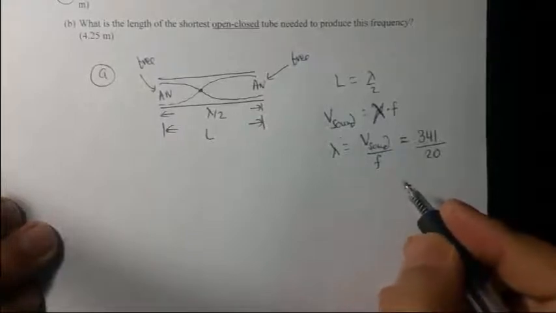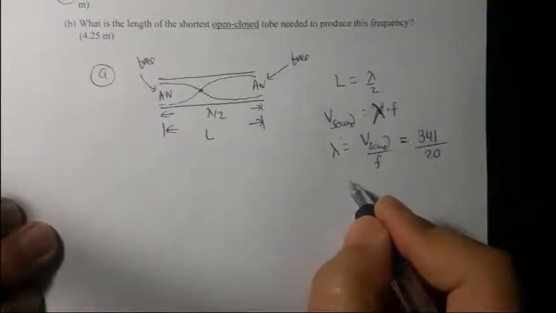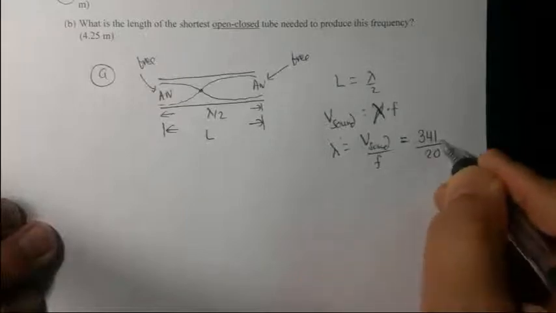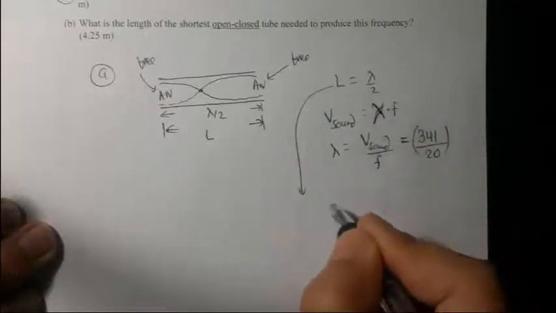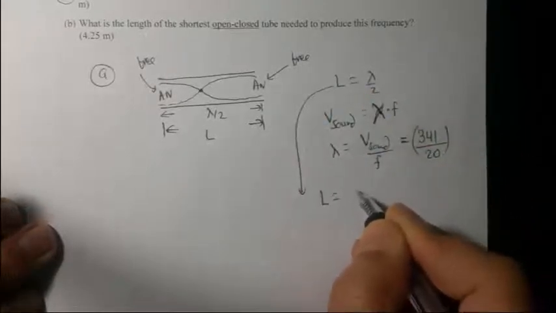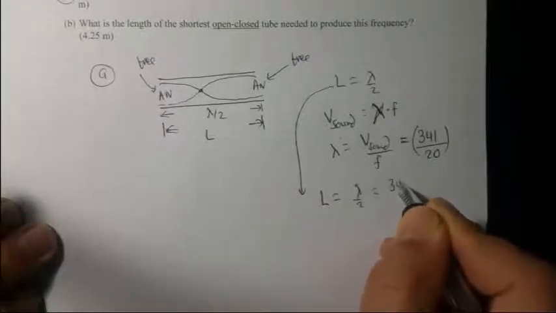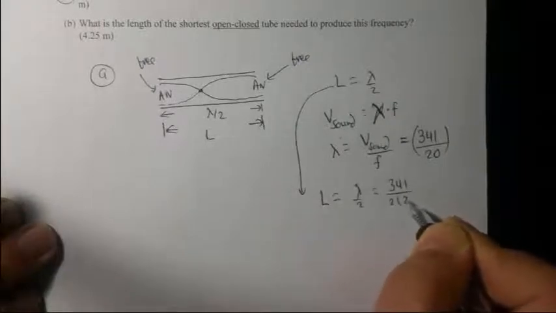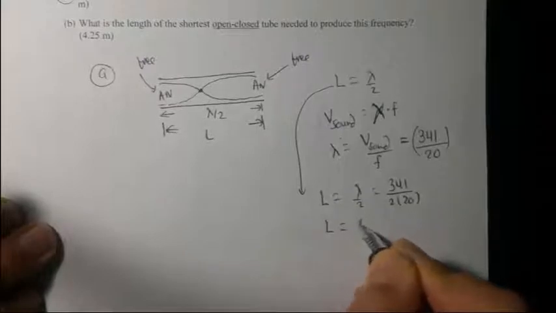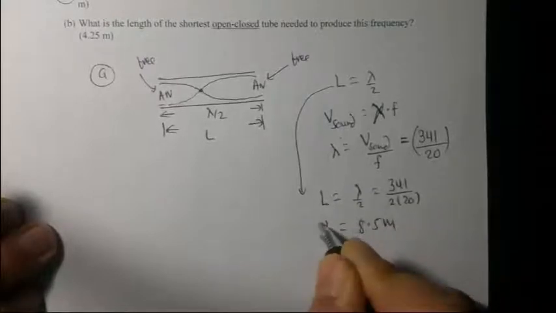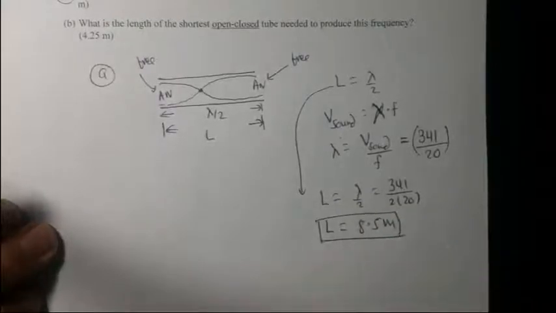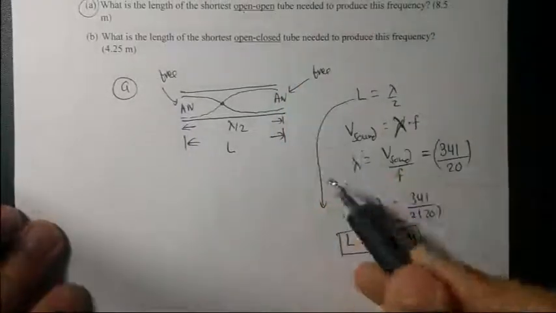So lambda is this, right? Then what's the length needed? You need a length of lambda over 2, so 341 divided by 2 times 20. So the length needed is 8.5. You need an 8.5 meter long pipe to produce 20 hertz as the fundamental frequency.